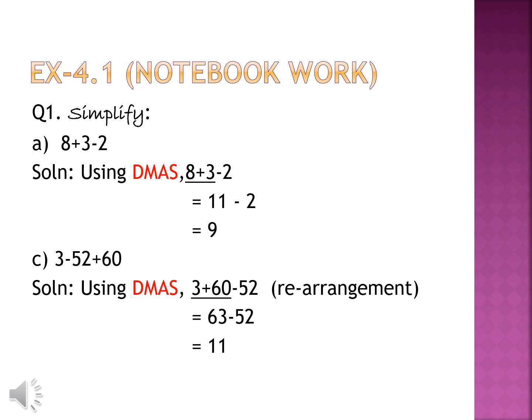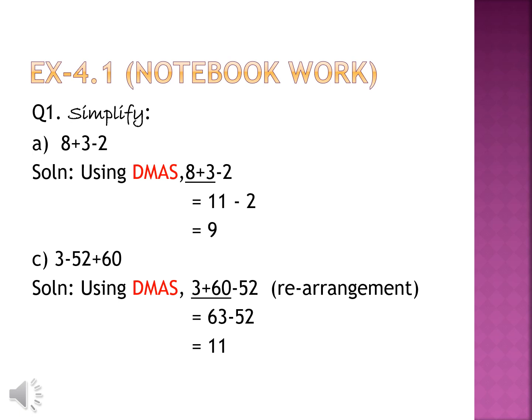C part, 3 minus 52 plus 60. Here again addition and subtraction, so we have to be careful again. So solution, 3 minus 52 plus 60 is the question. So here subtraction is there before addition. So what should we do? We have to rearrange. We have to shift 60 with its plus sign. We shift plus 60 towards 3 and we shift minus 52 backward, right?